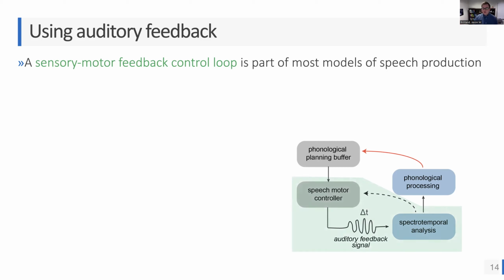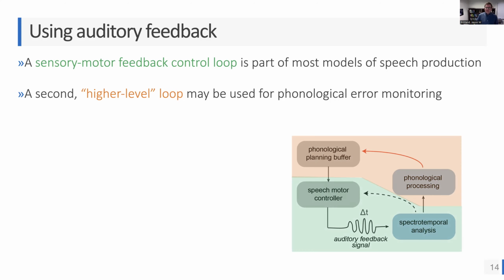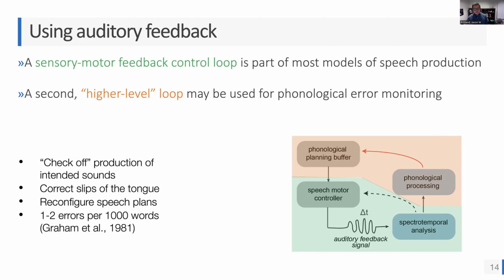So if you think about the way that we use sensory feedback on an ongoing basis, we can definitely use it at this level at the bottom where we produce a sound, we get some auditory feedback. If it's not what we're expecting, we can manipulate it in real time. That's what those formant and pitch shift experiments tell us. But there's probably another level, a higher level loop that we use for phonological error monitoring. So we hear ourselves, we listen to ourselves, and we correct our mistakes, right? So we produce the wrong sound via a slip of the tongue. We don't just let that go. We hear it and we check off the production of intended sounds. We correct the slips of the tongue by reconfiguring our speech plans.